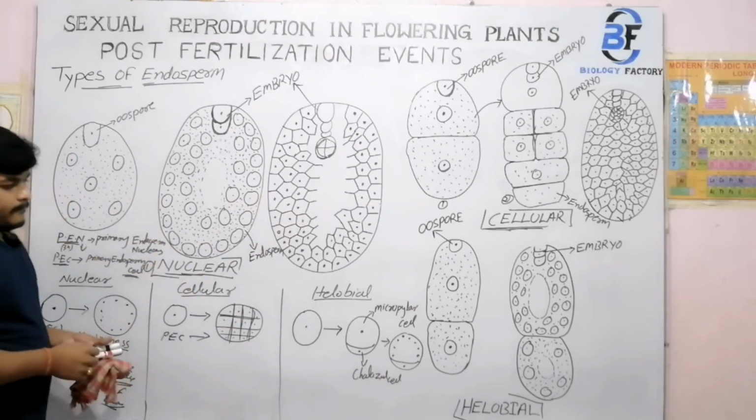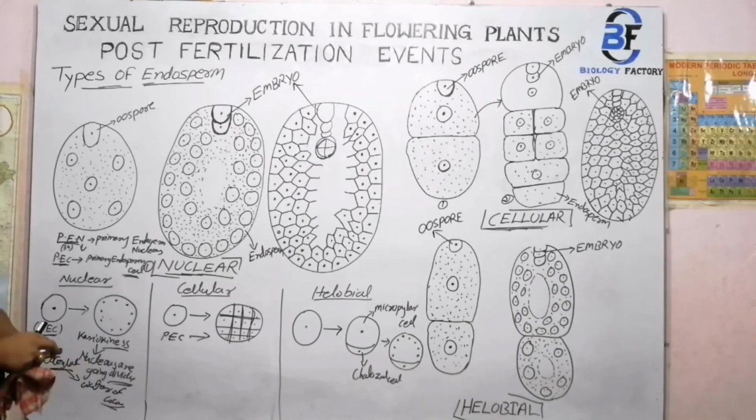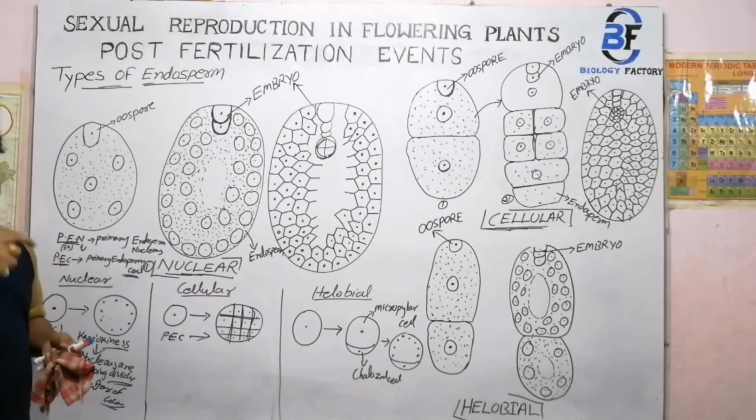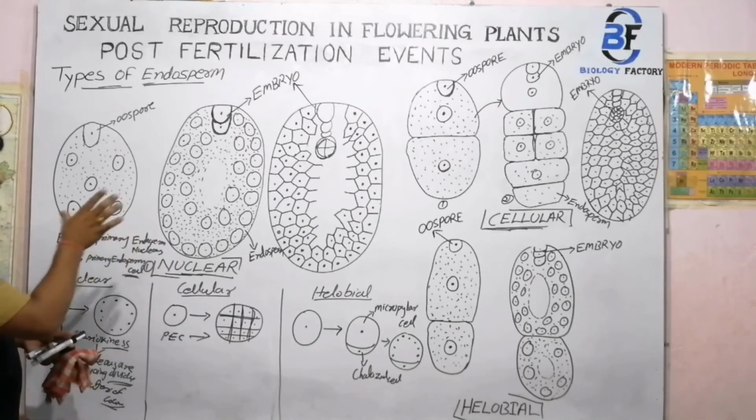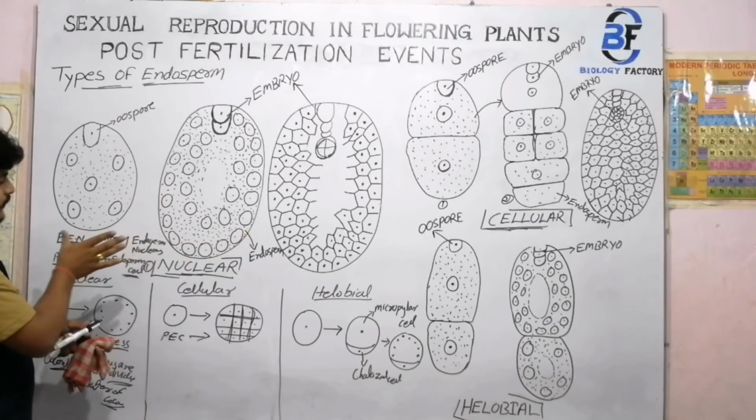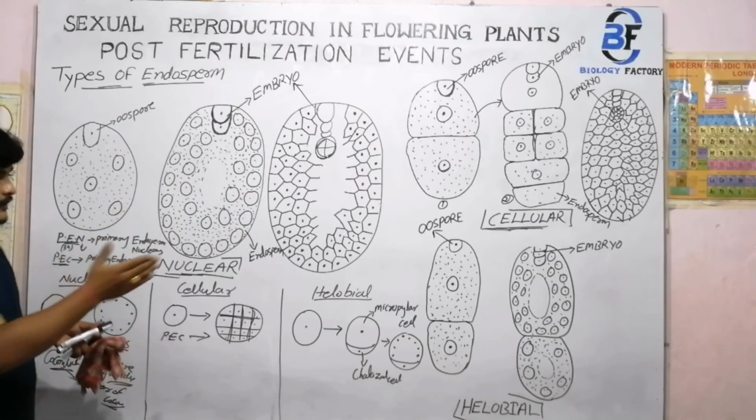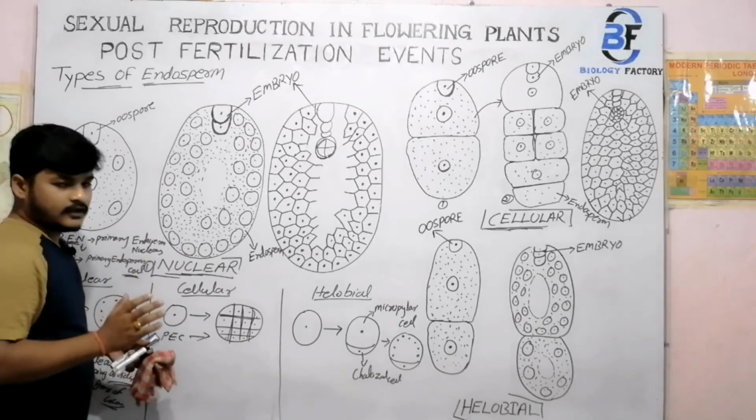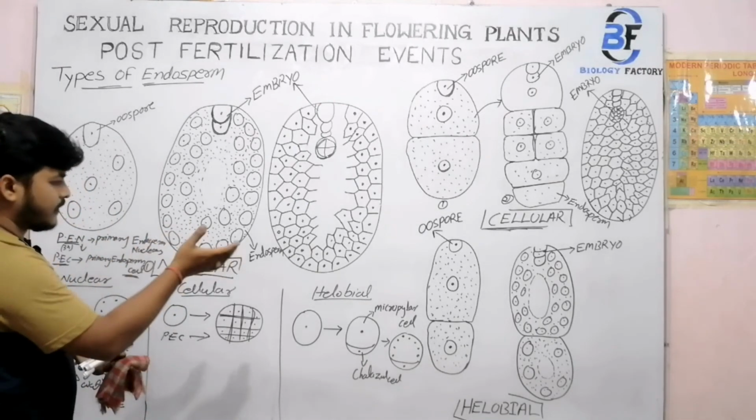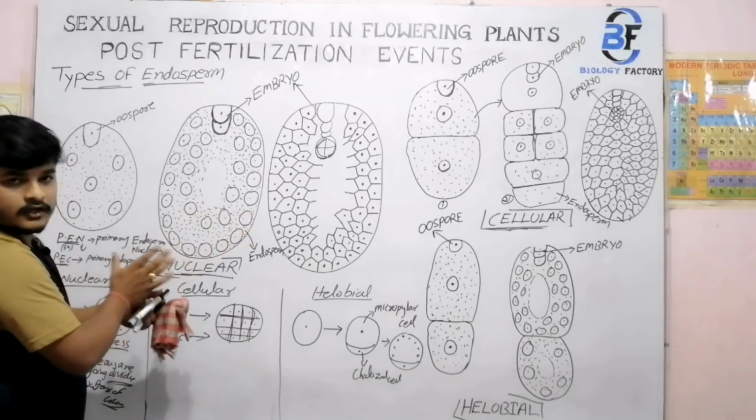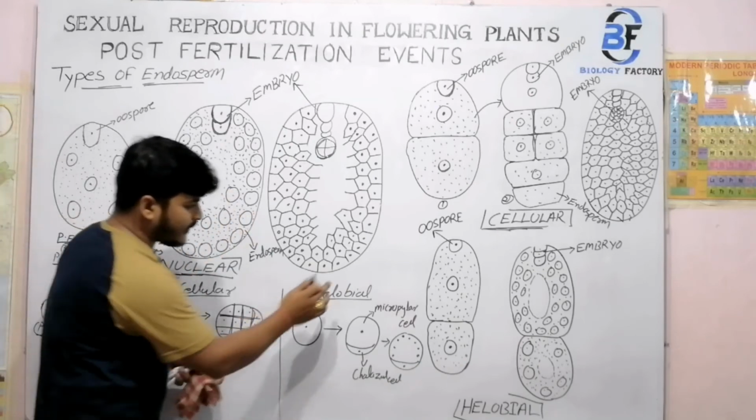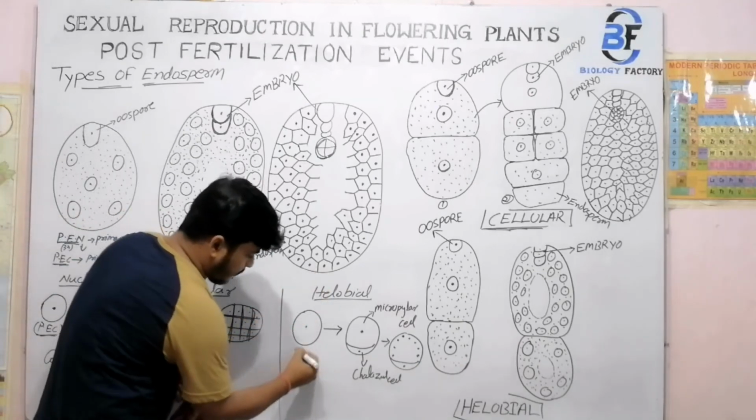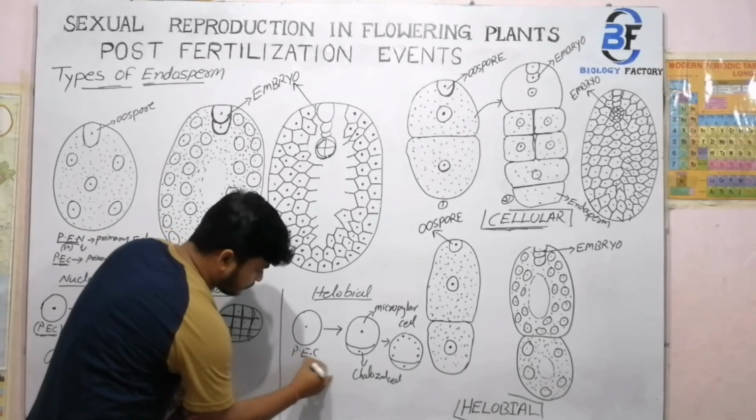Next, the Helobial type. In the Helobial type, what happens? Two types of cells are formed. That means it is basically the intermediate between the nuclear type and the cellular type. Just understand the difference between the Helobial type and both the nuclear and cellular types. So in the Helobial type, what happens? It starts with the primary endosperm cell.